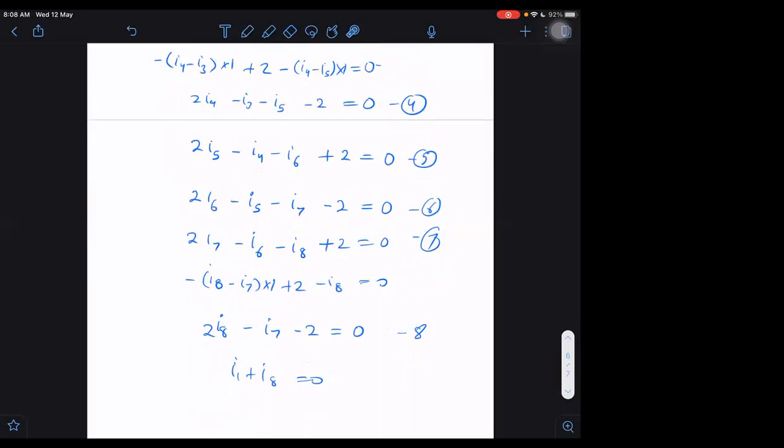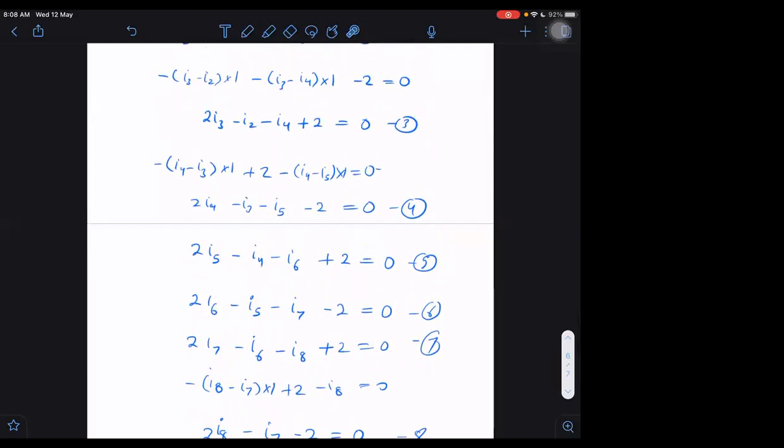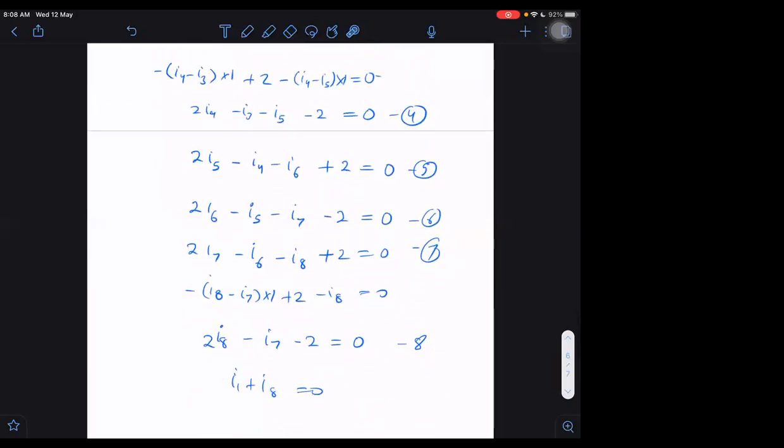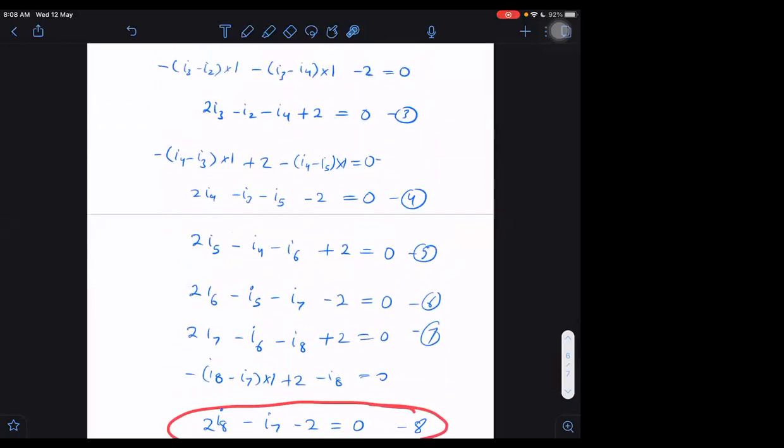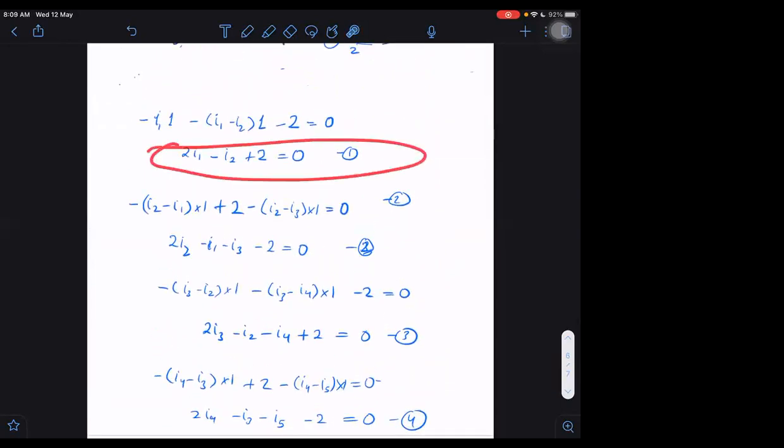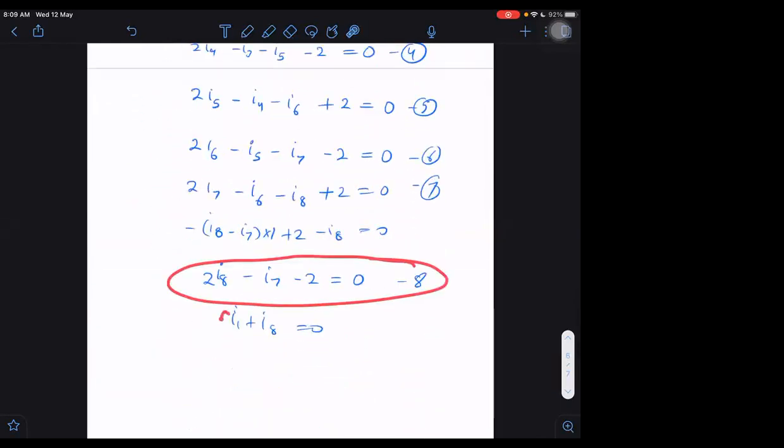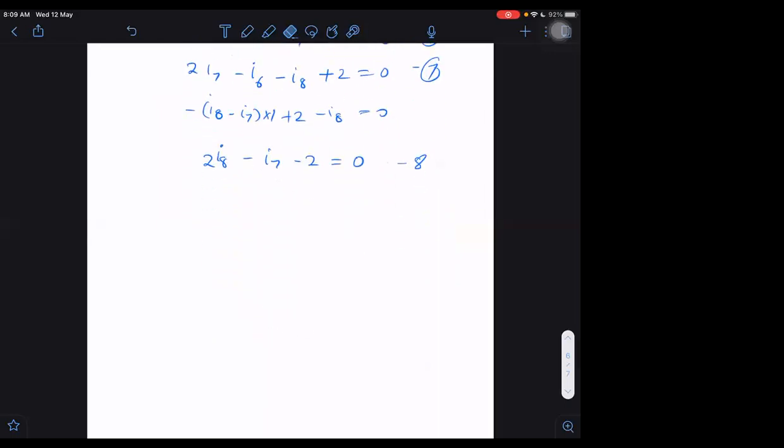I2 plus I7 equal to 0. How are you getting I2 plus I7 as 0? By adding the first and last equations, because we already know I1 plus I8 is 0. We can keep on doing that. First, we will write I8 in terms of I1, and then we will add the 8th and the first equation. Then we are getting one more equation. We may keep on doing that, and then the equations will finally become simple. Anyway, for the timing, I'm not doing all that. I'm just leaving it here now.